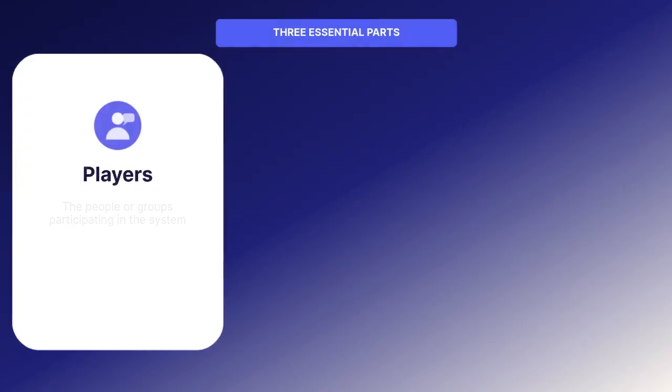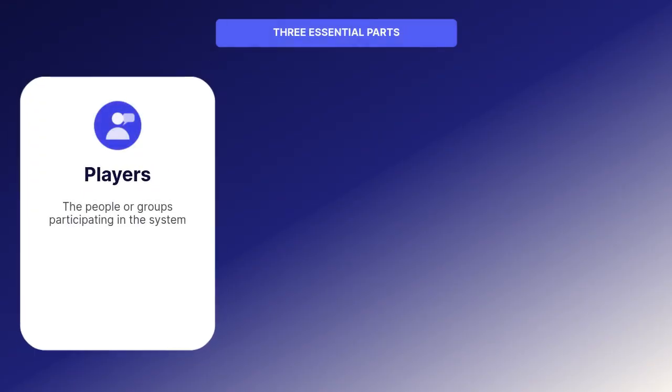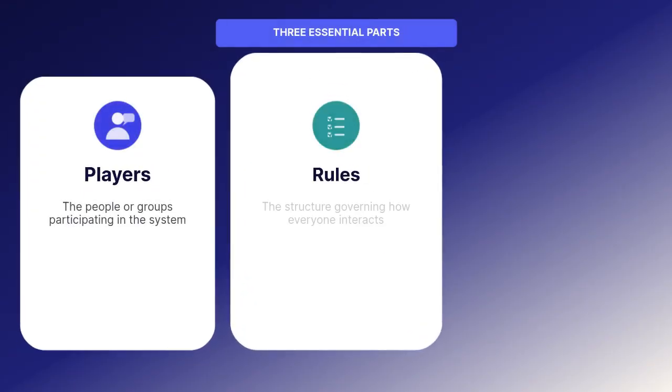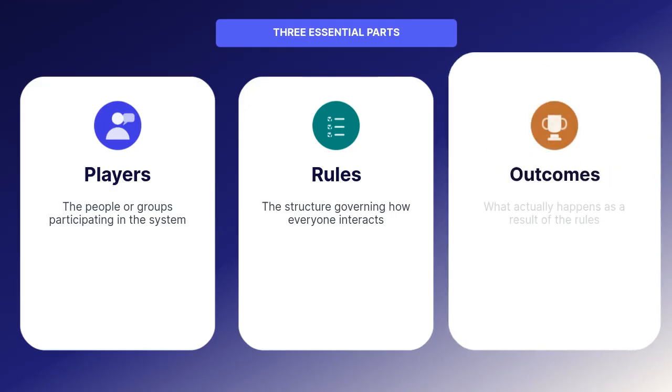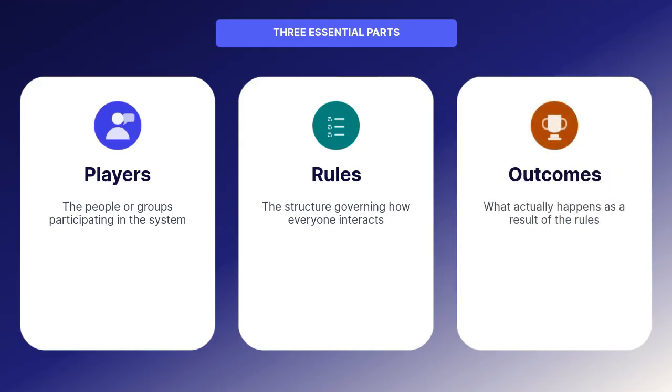Every mechanism has three essential parts. First, the players. These are the people or groups participating in the system. Second, the rules, the structure that governs how everyone interacts. And third, the outcomes, what actually happens as a result.